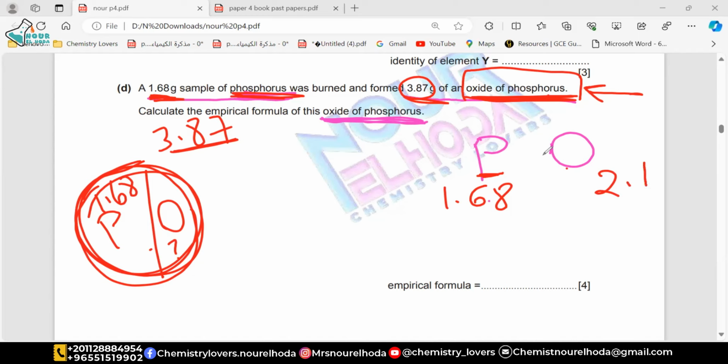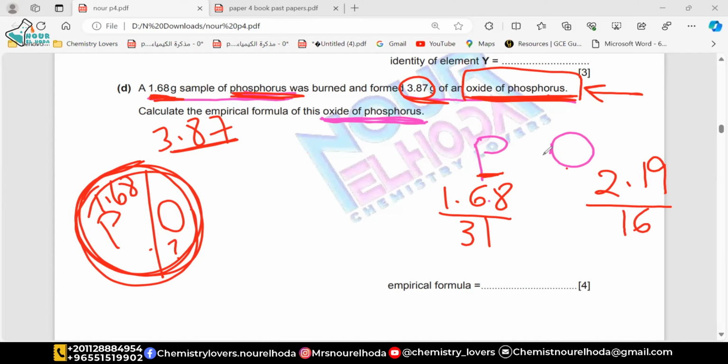Why? Because I need to get the mass of the oxygen alone. Then you need to divide every one by the big number. What's the big number for phosphorus? Who can tell me? 31. The big number from the periodic table, 31. Okay, and oxygen? 16. Perfect.